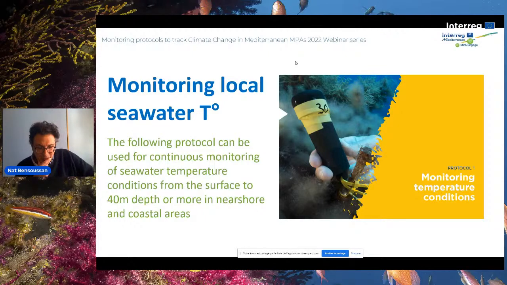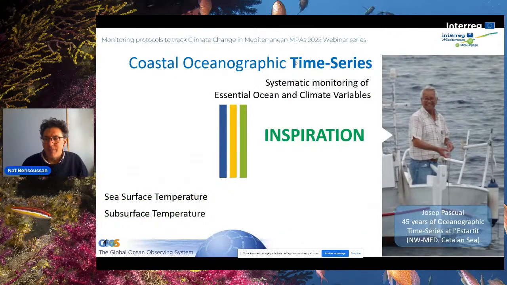So I will start today about temperature, talking about a standard and cost-effective monitoring protocol to continuously monitor seawater temperature from the near surface to the seabed in nearshore and coastal areas. The important point about this temperature monitoring is acquiring coastal oceanographic time series. We know that temperature is certainly one of the most important environmental parameters for marine life, and is also an essential ocean and climate variable.